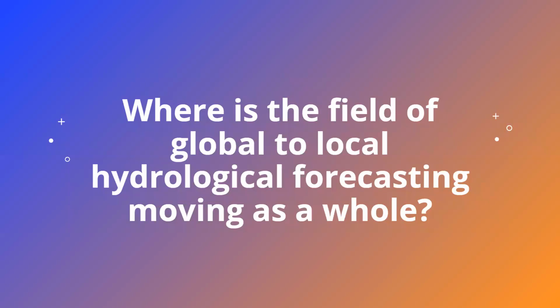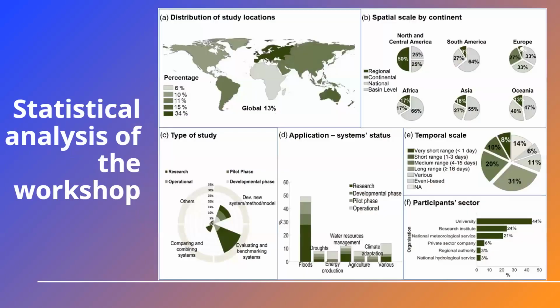And this led us to write this paper where we focused on 2 main questions, one on hydrology, one not so much, but the first main one was, where exactly is this field of global to local hydrological forecasting and modeling headed? And when we look at the statistical analysis of the workshop, there is really a lot to unpack here. So this presentation will be focused a bit on a couple of money slides. This is one of them. Let's talk a bit about what this shows us.